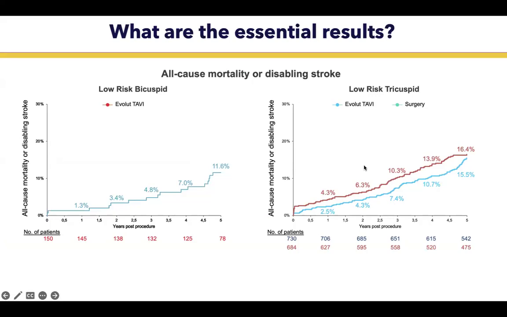Here on the right-hand side, you see the results from the regular Evolut Low Risk randomized controlled trial comparing TAVI with surgery, where TAVI was slightly better than surgery up to 5 years. On the left-hand side, you see the outcomes of mortality and disabling stroke in the bicuspid cohort. You see that this is nearly the same or even better in the bicuspid arm. Why is it even better? Because these patients are even younger. They are younger and lower risk.